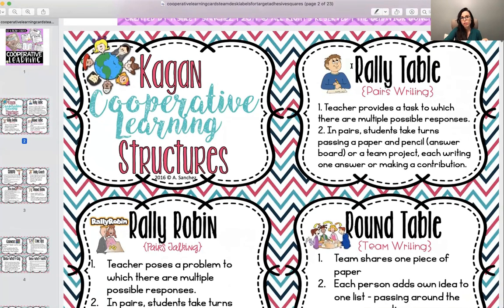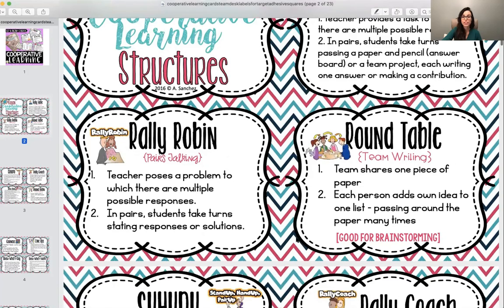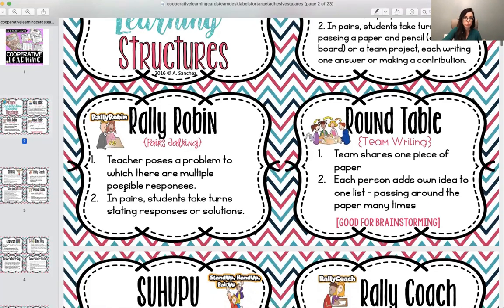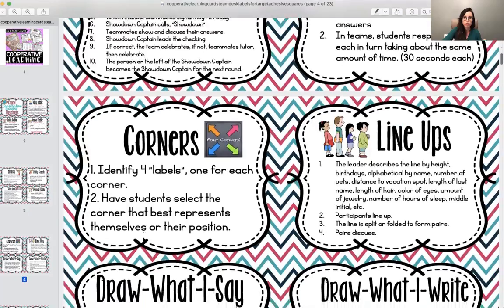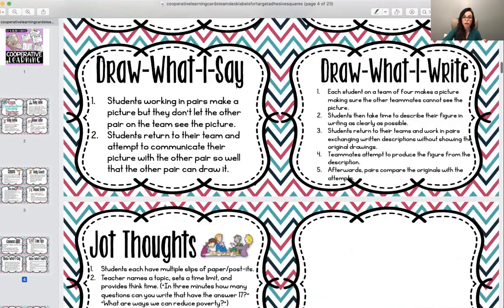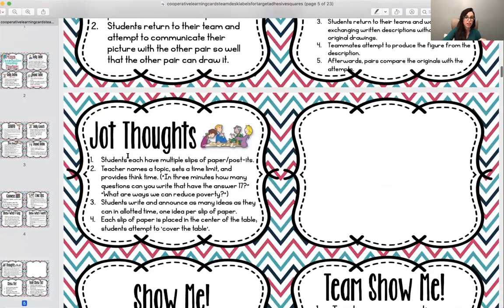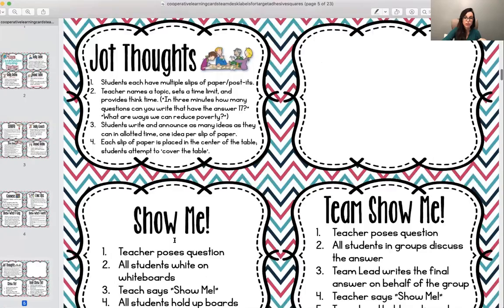So if you print this out and maybe you print 25 of these, so each student, or maybe you print out 7 of them, so each table group will have instructions right in front of them in case they forget what you said. And it's even good for you if you need to remember what you're supposed to do. So it gives you a breakdown of each one of those Kagan cooperative learning games. Jot thoughts, it tells you step by step how to do it.